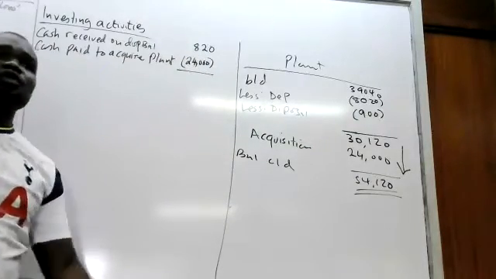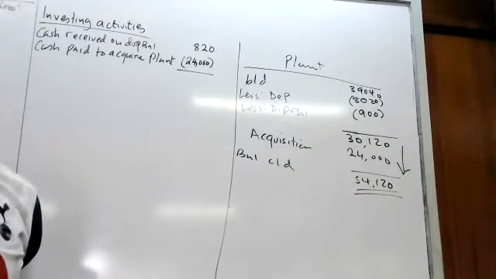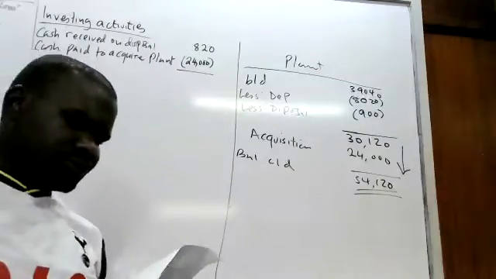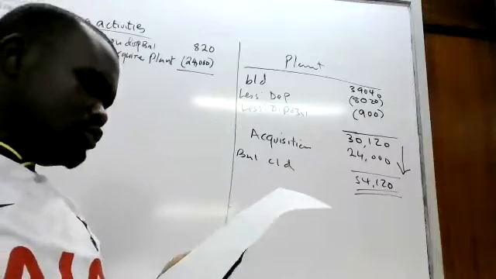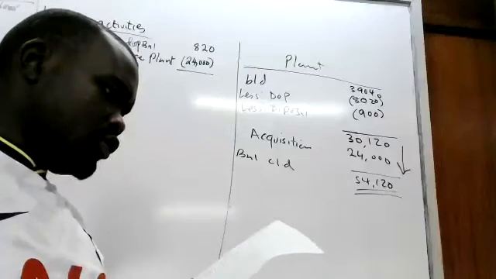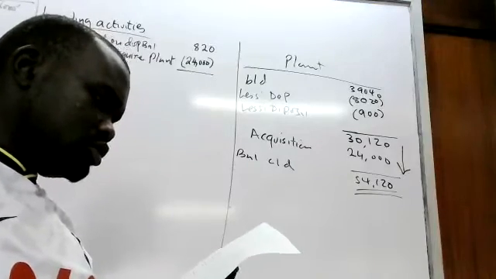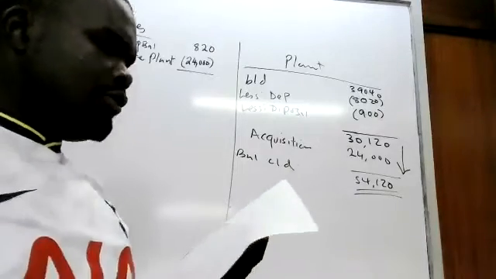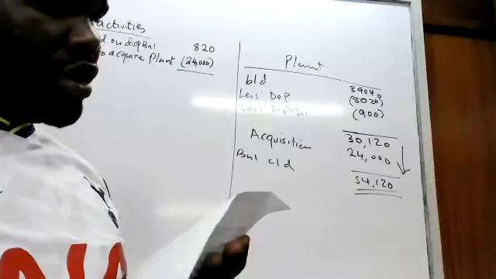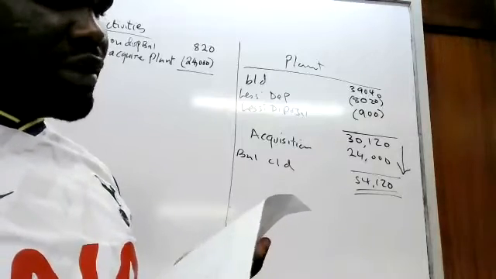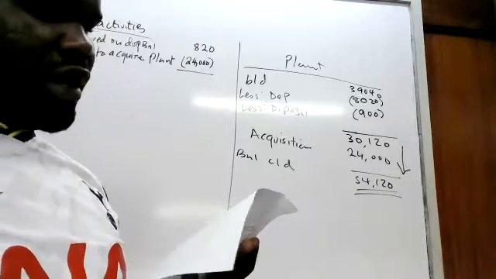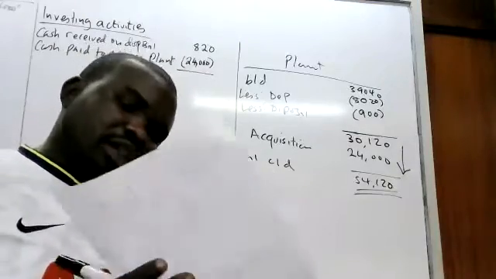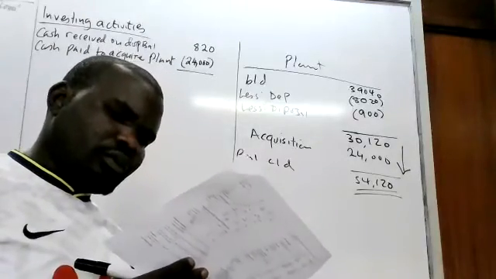So just add the two for me. Land. Freehold land. What was the opening? 18. Then the closing land again, 22. 4. In the notes, did they talk of land anywhere? They did not.